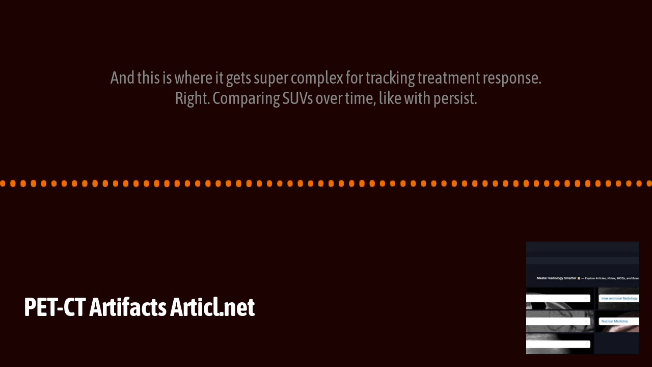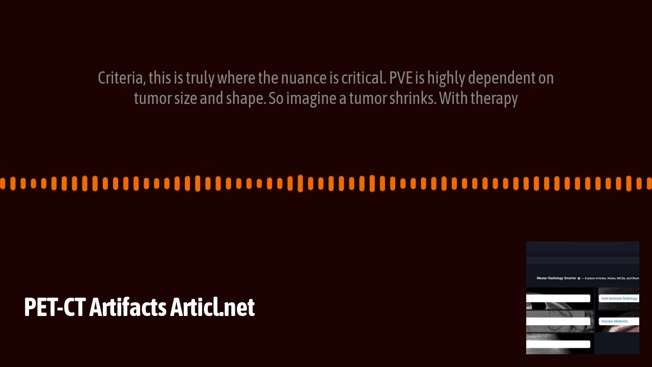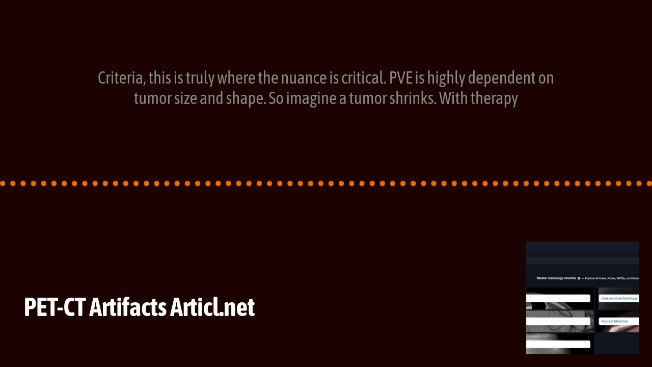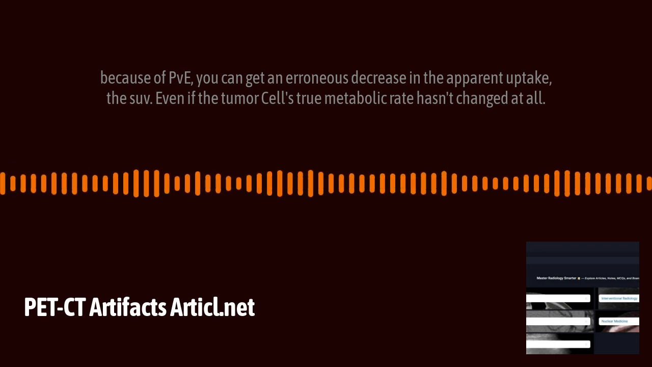And this is where it gets super complex for tracking treatment response, right? Comparing SUVs over time, like with PERSIST criteria. This is truly where the nuance is critical. PVE is highly dependent on tumor size and shape. So imagine a tumor shrinks with therapy. Because of PVE, you can get an erroneous decrease in the apparent uptake, the SUV, even if the tumor cell's true metabolic rate hasn't changed at all.